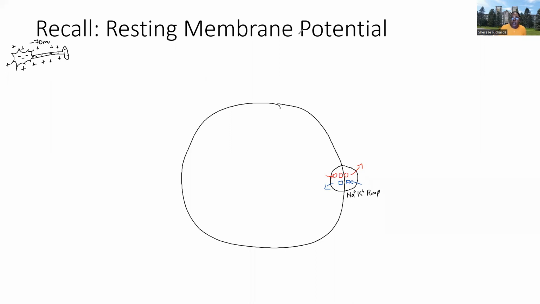out of the cell. The other 80% of that negative 70 is coming indirectly, because as we create the gradient by moving sodium and potassium, we now have a concentration gradient to leak ions in the opposite direction.